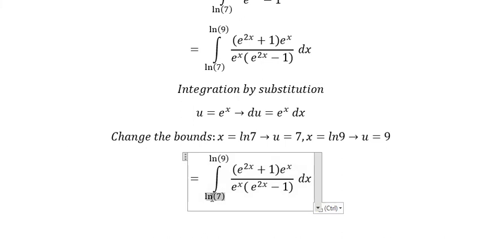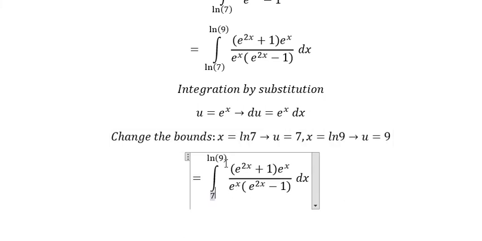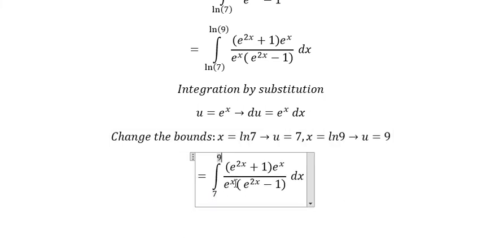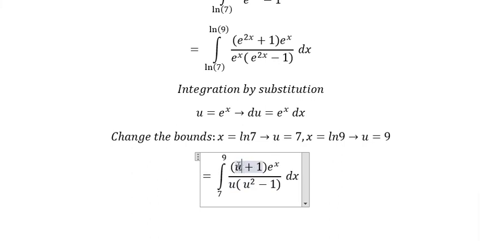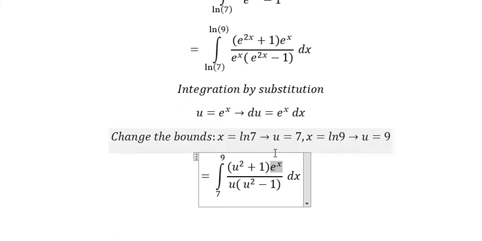So ln 7 we change by 7. This one we change by 9. This one we change by u. This one we change by u square. This one we change by u square. This one with ds we change by du.